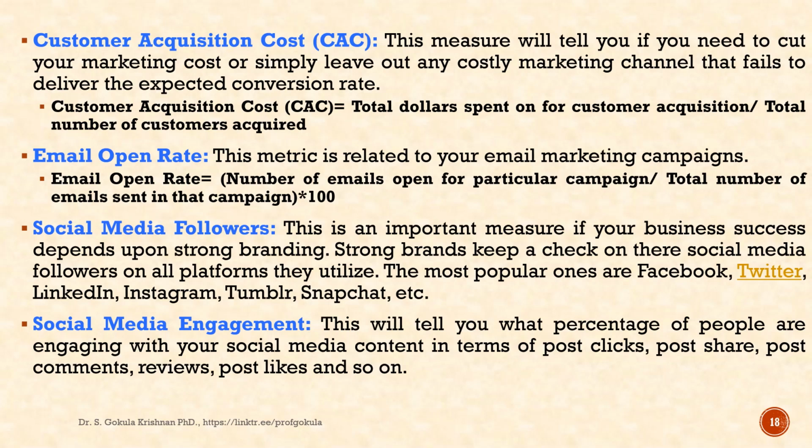And the next thing, customer acquisition cost, which will tell you how much amount has been spent by you in order to acquire a customer. It's a very simple calculation. CAC is equal to total dollars spent on customer acquisition divided by the total number of customers acquired. And email open rate is another metric which will tell you the number of emails opened for a particular campaign against the total number of emails sent in that campaign.